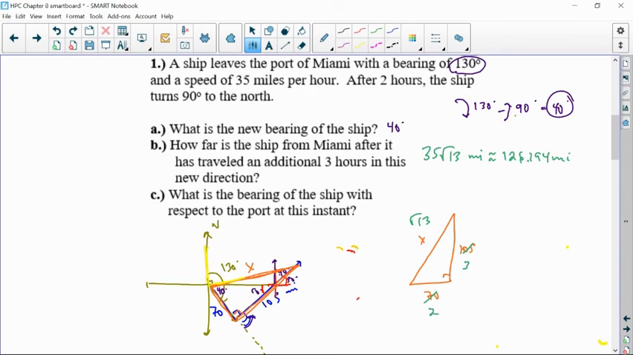It's a little deceiving because you're like, oh, it's just 130 minus 40. But it's not, because 40 is measured from the east. I need to figure out how much this angle is right there, because if I take that angle away from 130, that would give you the bearing from the port at that instant. So I'm going to call that angle theta, and I know that it's a right triangle. So the tangent of theta is equal to 105 divided by 70.